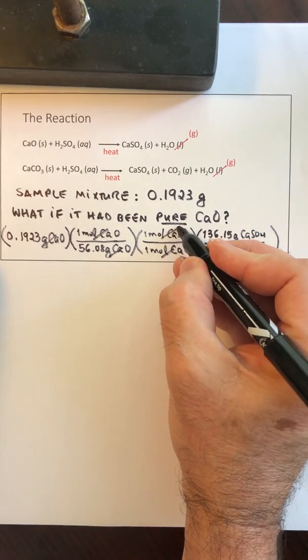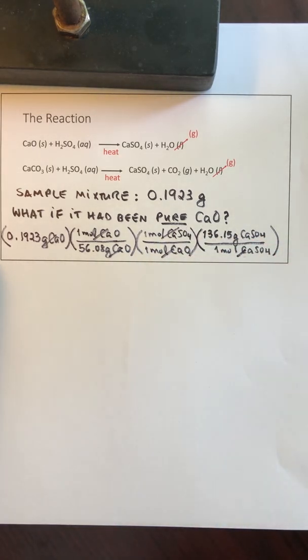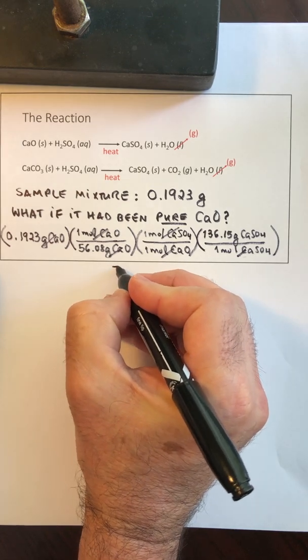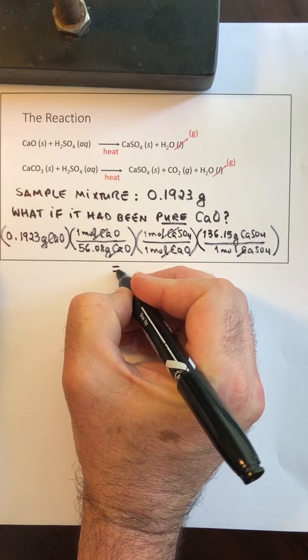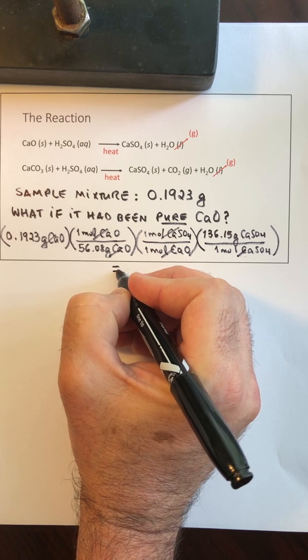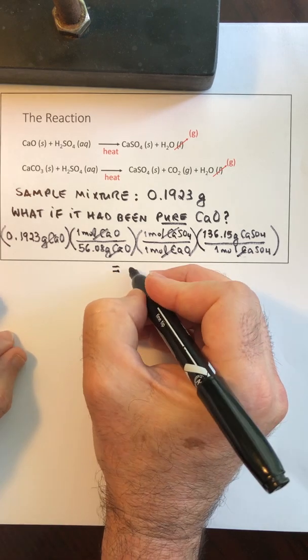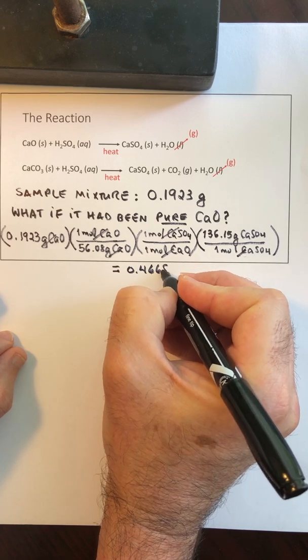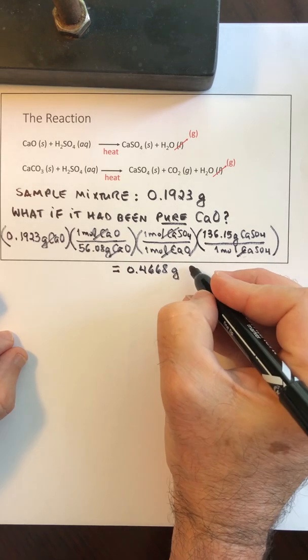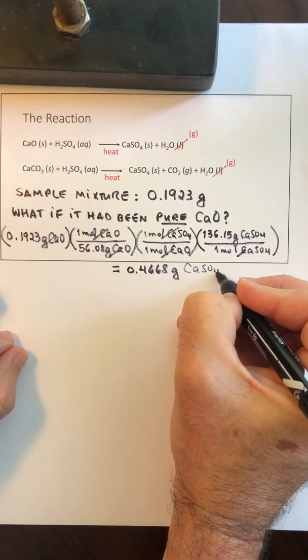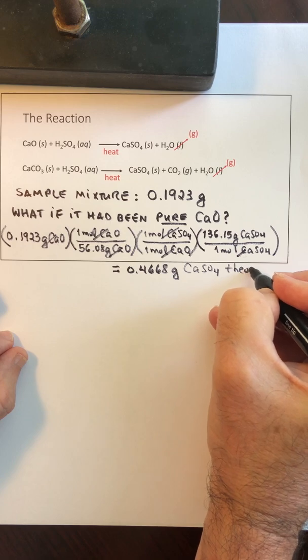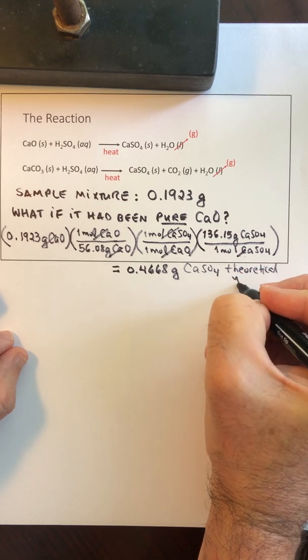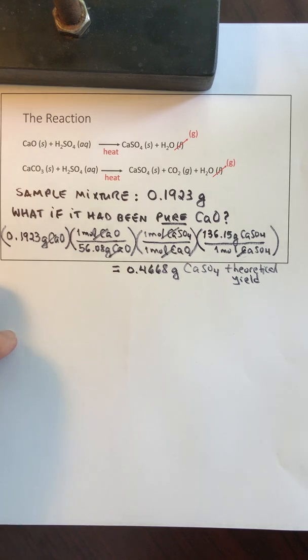And that will cancel out the moles of calcium sulfate. So let's see what that would be. Let's put it in our calculator. And we get a total of 0.4668 grams of calcium sulfate. This would be our theoretical yield if my sample had been pure calcium oxide.